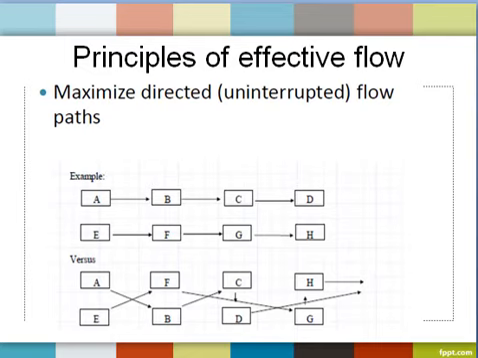The best effective flow is uninterrupted, with no backtracking or colliding with each other. As you can see in this picture, the first example is the good effective flow, and the upper side is bad flow.